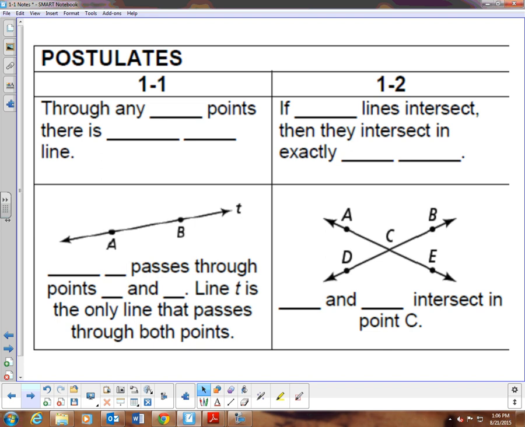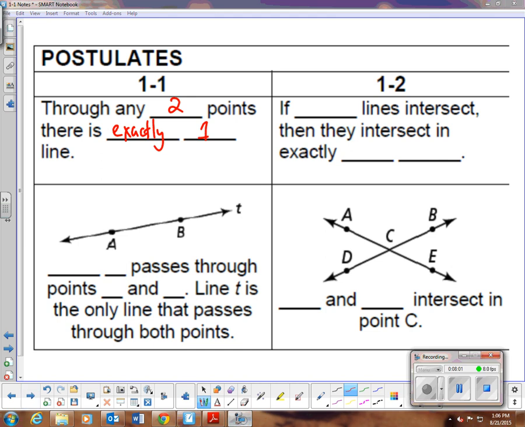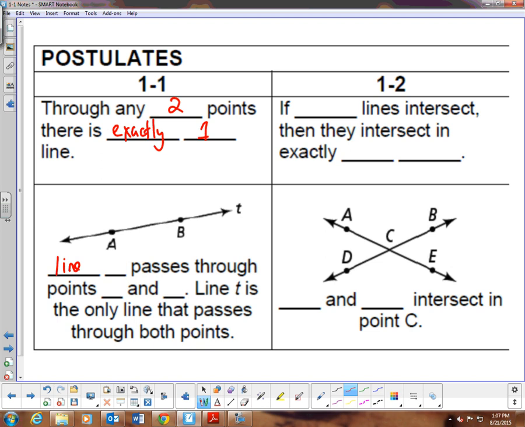Through any 2 points, there is exactly 1 line. Okay, so through any 2 points, there's exactly 1 line. So if we look at this picture here, line T passes through points A and B, those are capital A and a capital B, remember those represent points. And line T is the only line that passes through both those points. There's no other line you can draw that would go through both those points. Okay, so that's our first postulate.